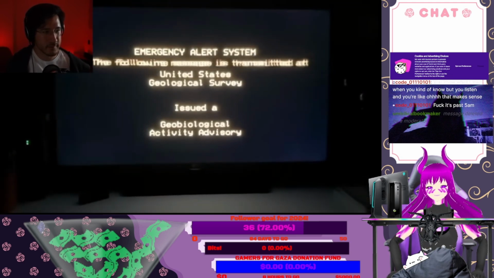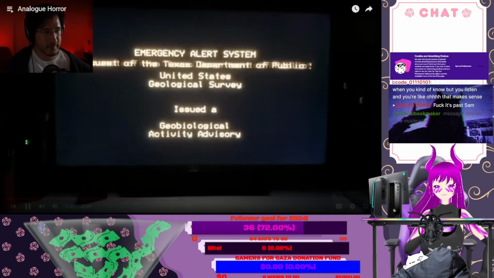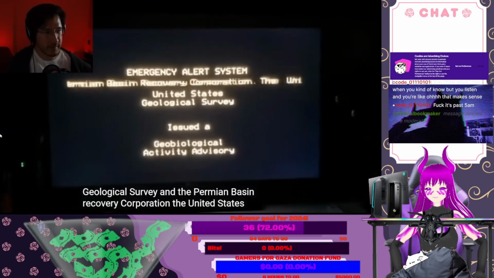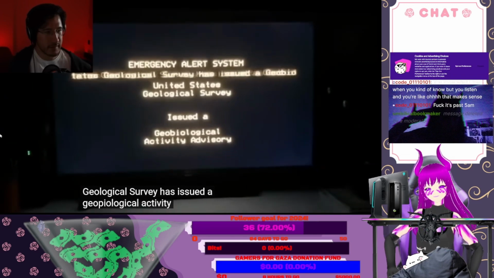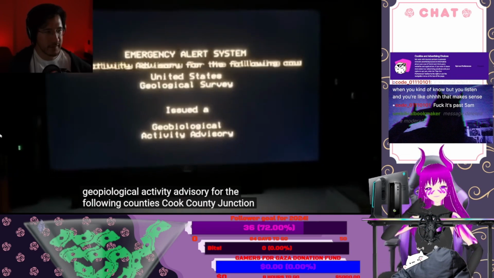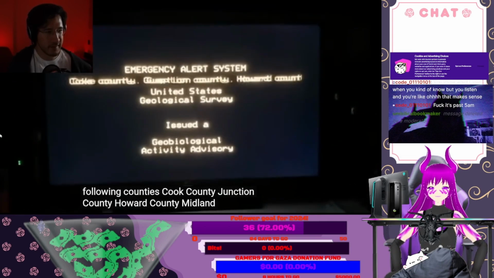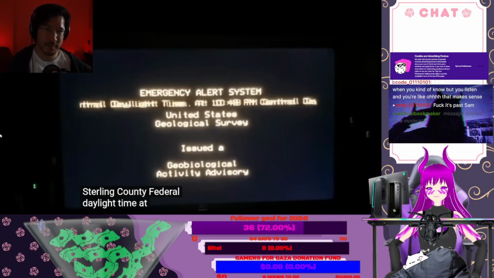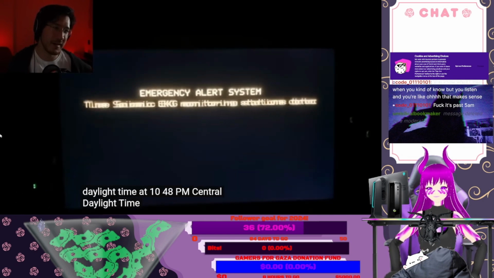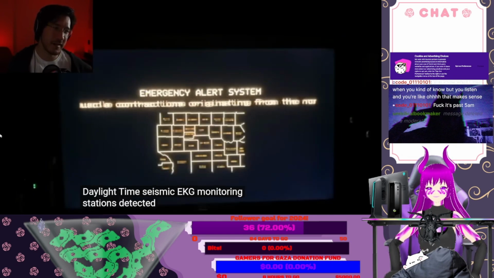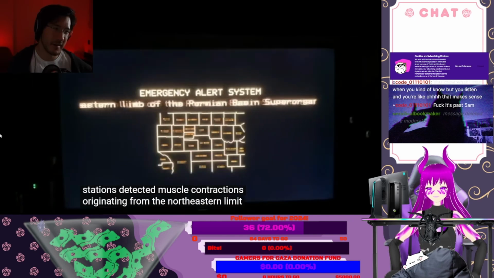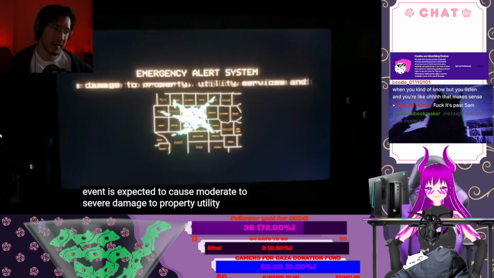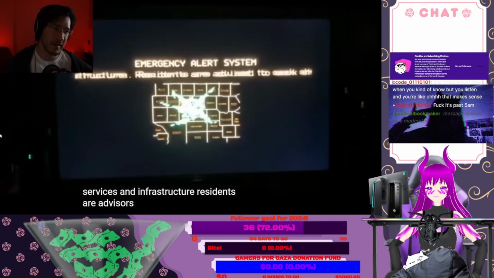The following message is transmitted at the request of the Texas Department of Public Safety, the United States Geological Survey, and the Permian Basin Recovery Corporation. The United States Geological Survey has issued a geobiological activity advisory. Seismic EKG monitoring stations detected muscle contractions originating from the northeastern limb of the Permian Basin superorganism. This event is expected to cause moderate to severe damage to property, utility services, and infrastructure. Residents are advised to seek shelter immediately.